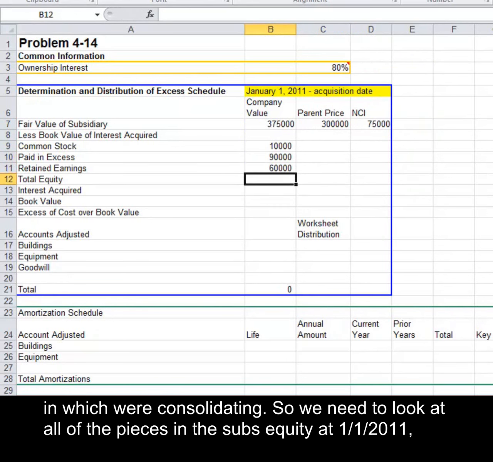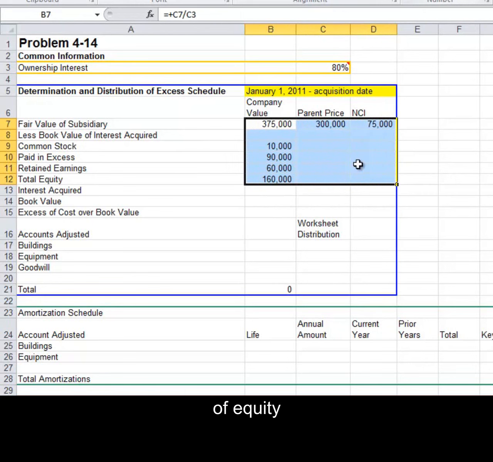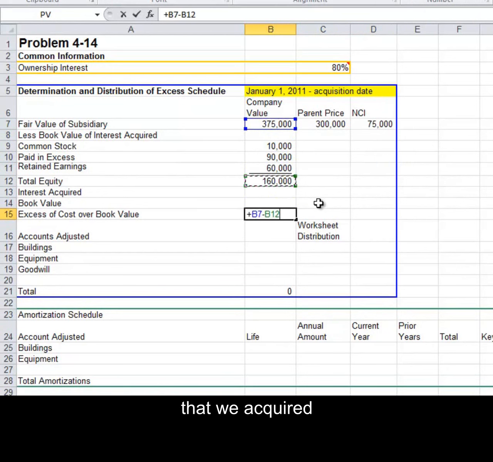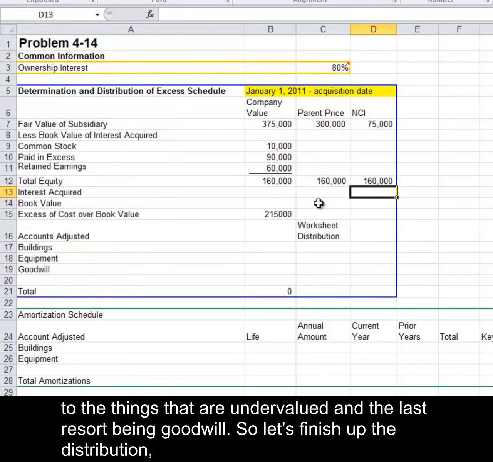So we need to look at all of the pieces in the sub's equity at 1/1/2011, and we see that we are picking up 160,000 of equity. That means that the excess that we acquired is 215,000, and that 215,000 then we allocate, as we've seen in prior examples, to the things that are undervalued, and the last resort being goodwill.